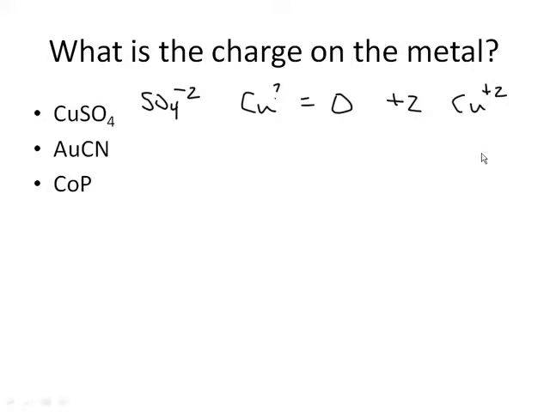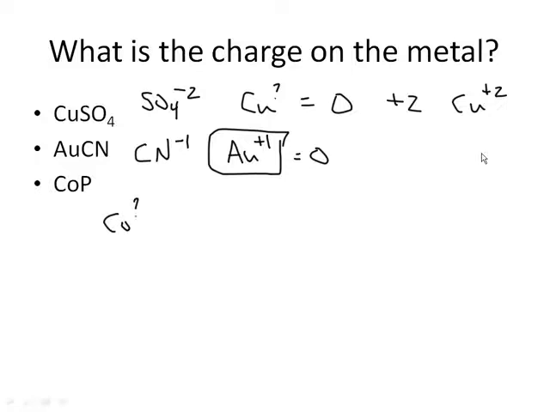AuCN, cyanide, again, another polyatomic ion, has a -1 charge. 1 cyanide, 1 gold means that the gold must have a +1 charge to make the whole thing equal 0. Cobalt paired with phosphide. Phosphorus we know from the periodic table is a -3. And again, 1 of each, so cobalt must be a +3 charge.